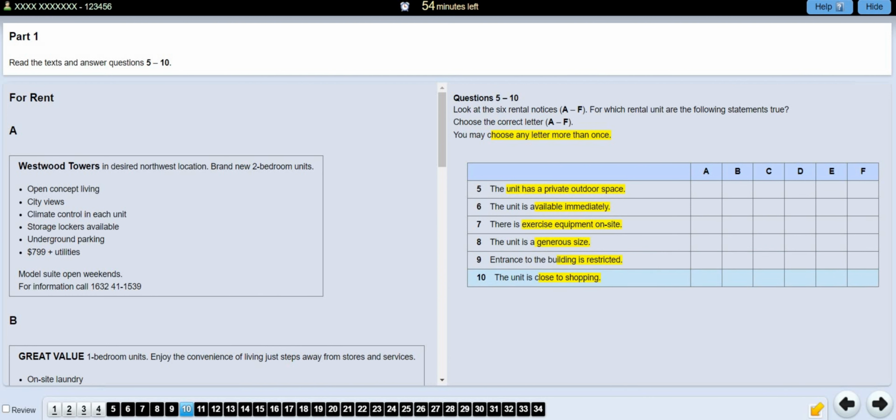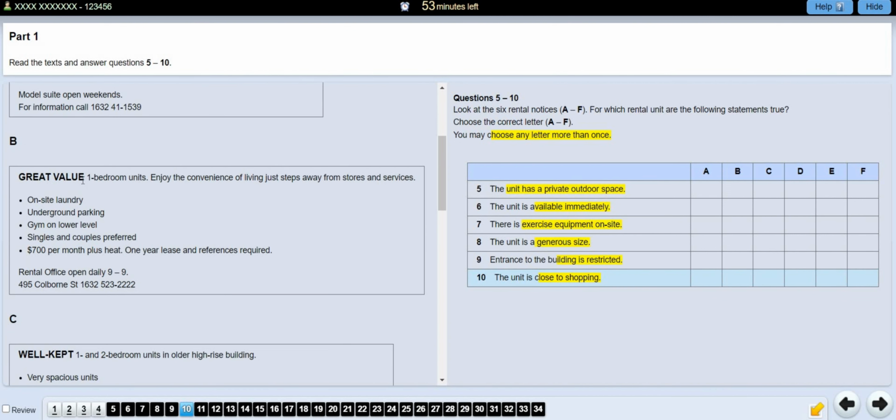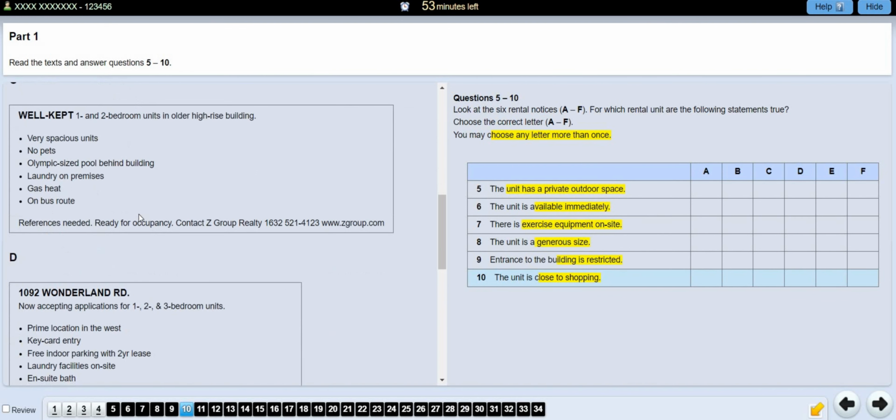Okay, so number A, Westwood Towers, desired northwest location. Brand new 2-bedroom units. Open living concept, city views. Unit has a private outdoor space. Number 1, unit has a private outdoor space. Private outdoor. No, not there. Okay, outdoor space. Unit has a private outdoor space.